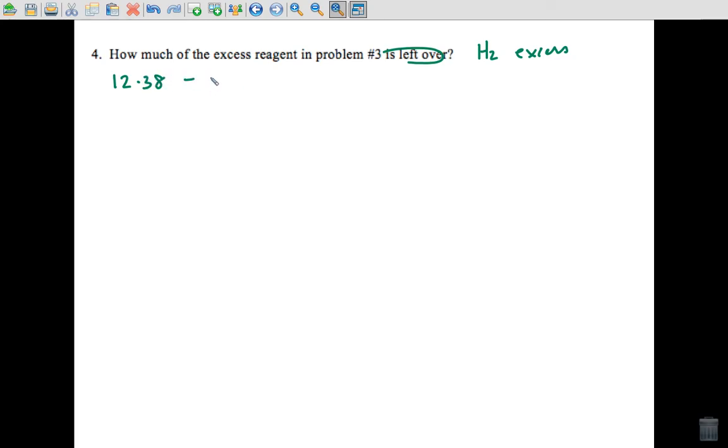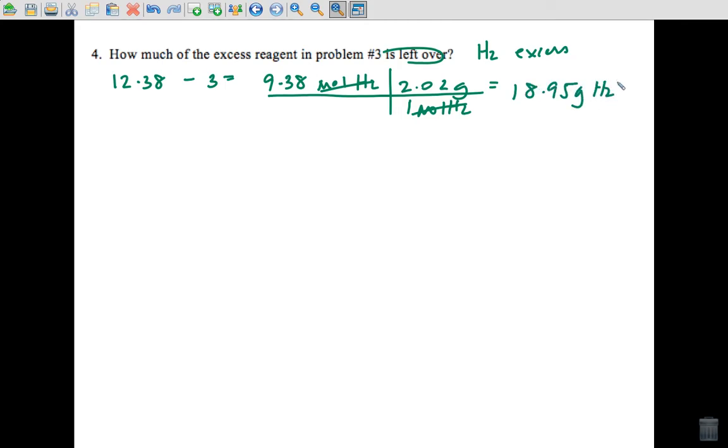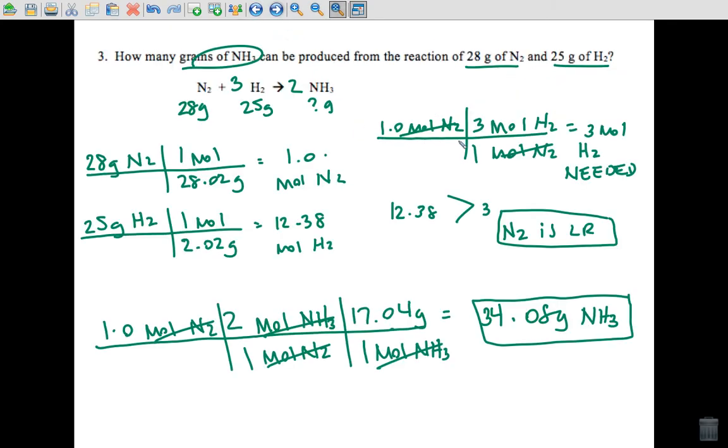12.38 minus 3 is going to give me 9.38 moles of H2. And then since it wants the answer in grams, I can just multiply by the molar mass of H2, just 2.02, to get grams of H2 that remains. So that, again, only works because in my original limiting reactant calculation, I knew I had those 2 numbers.